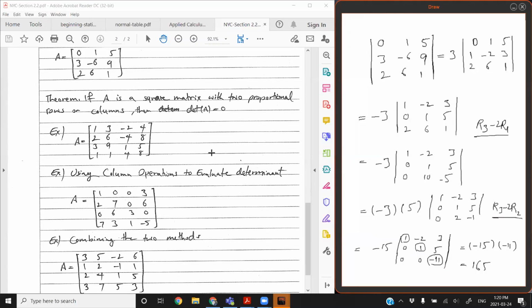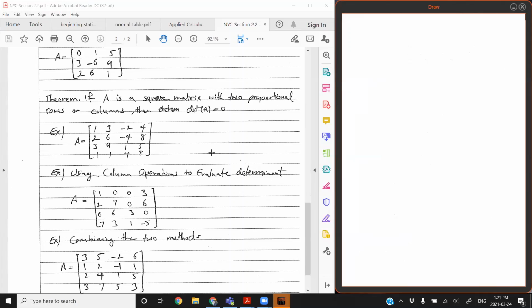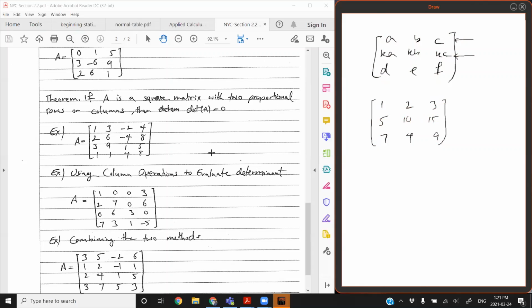Okay, so another theorem: if you have a square matrix with 2 proportional rows or columns, then the determinant is 0. So imagine you have A, B, C, D, E, F, and then for the second row, you have K times A, K times B, K times C. I have a situation like that. That is, this row here is K times this row. That's what I mean by proportional rows. Like, for example, you have 1, 2, 3. And here, let's say you have 7, 4, 9. But for the second row, you have a multiple of the first row. For example, 5 times this 5, 5 times this 10, 5 times this 15. In that case, the determinant of this matrix is going to be 0.